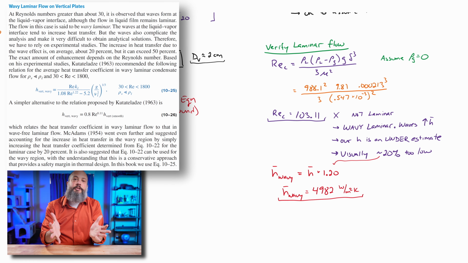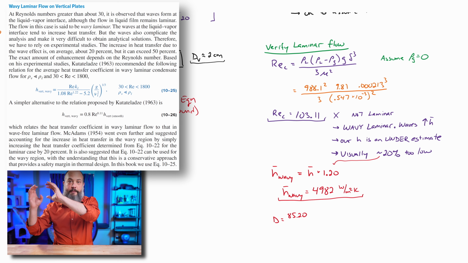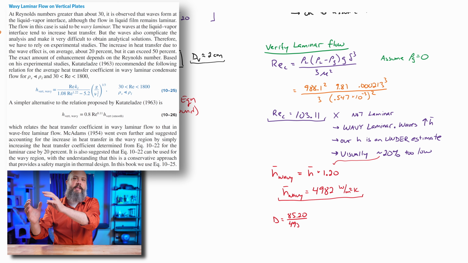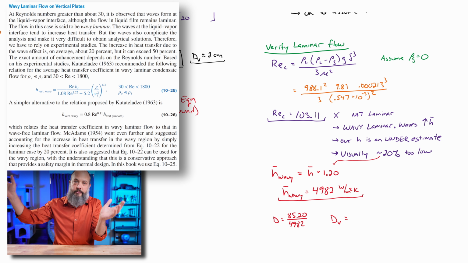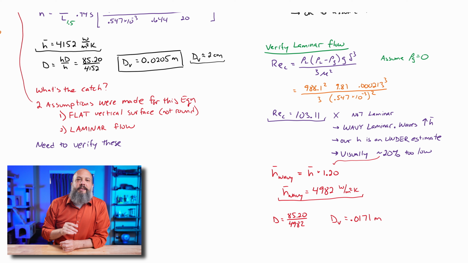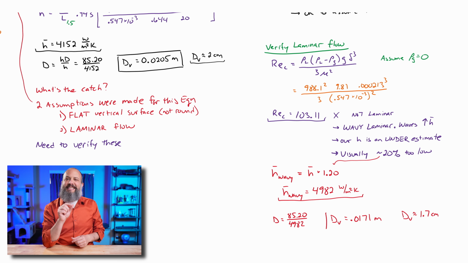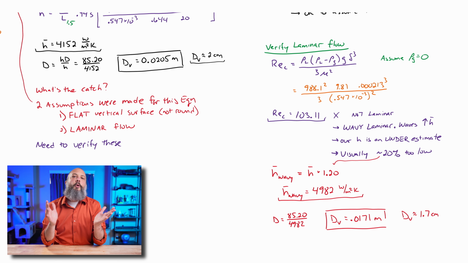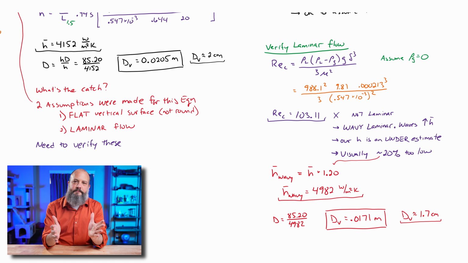And now some textbooks will have a whole separate equation. Instead of doing this 20% correction like I'm doing, some textbooks will just have a completely separate equation that you'll use in the wavy laminar region versus laminar region. If you want to do that, you could plug in a whole separate equation. You'll get about this same answer, plus or minus a couple of percentage points. So new diameter based on this wavy laminar flow, 85.20 divided by 4982, I get 0.0171 meters, about 1.7 centimeters.